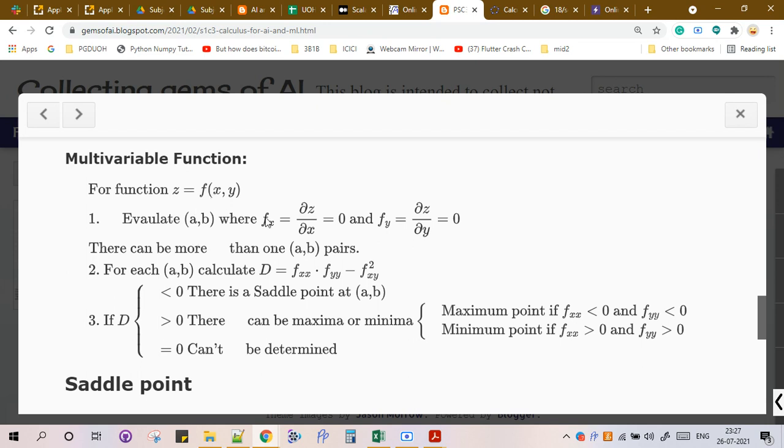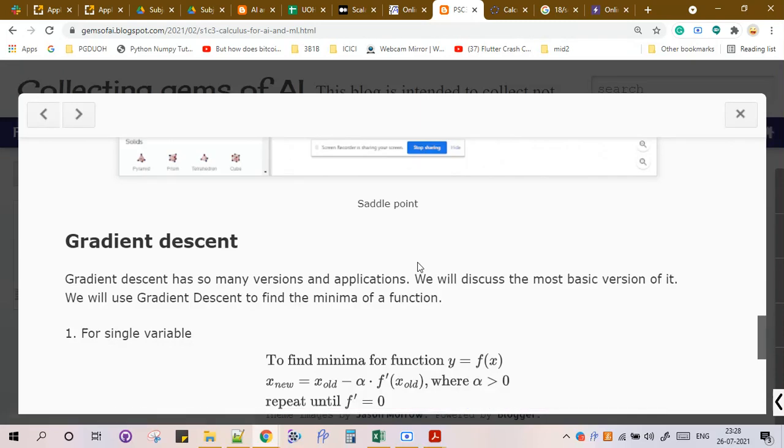Given f of x y, we need to calculate the partial differentiation with respect to x, with respect to y. Both should be equal to 0, so we need to solve these two equations. Whatever values we get, for every pair we need to calculate this d parameter, fxx, so second derivative of x, second derivative of y, and second derivative of y with respect to x, or x with respect to y, both are similar. Then based on d we need to again calculate this thing. So just ignore this for a moment, because we will use a really good thing called gradient descent.